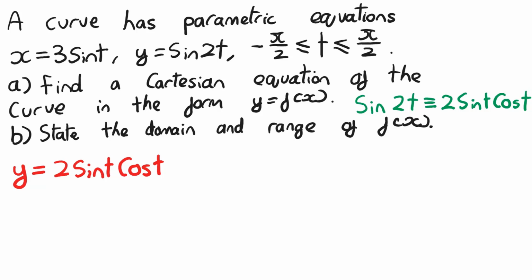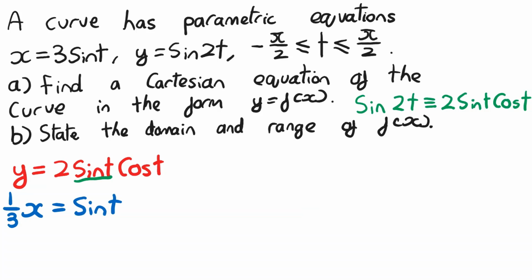And what's useful about this is this sin t here, we have it in this x parametric equation. So what we can do, if we focus on this parametric equation here, if we divide both sides by 3, we get that 1 over 3 x is equal to sin t, and therefore we can sub out this sin t here for 1 over 3 x.